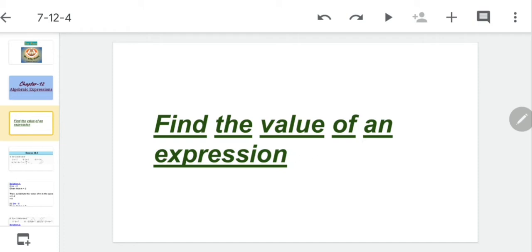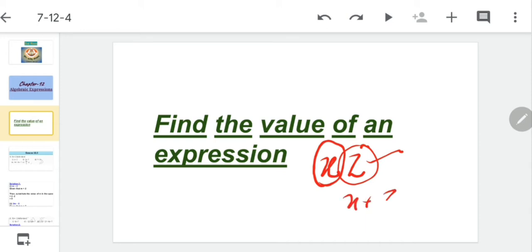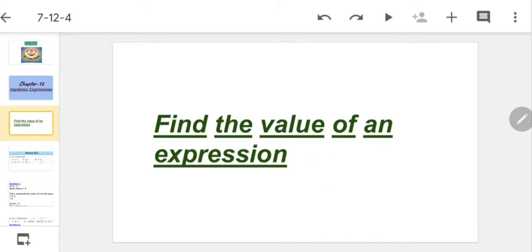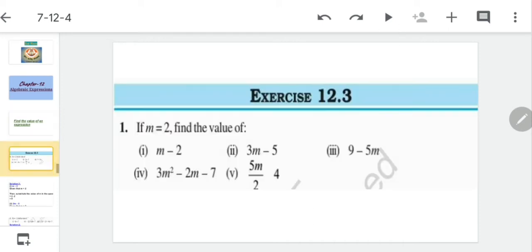So class, we all know that expression could be made with the help of variables and constants, right? Variable means which do not have any fixed value, and constants means which have a fixed value. So to find out the value of an expression, we should know the value of the variable. Okay, so let's start with the first question of the exercise so that we can know how to find the value of an expression.